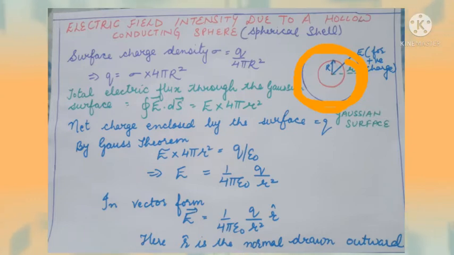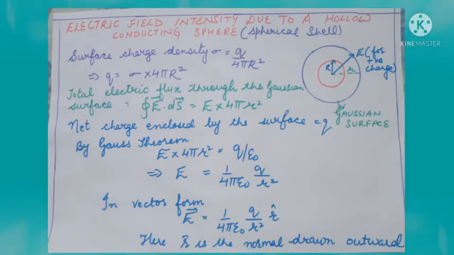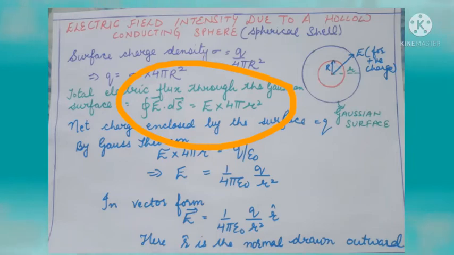Now children, let us consider a Gaussian surface around the spherical shell, and since the surface is a spherical surface, so the Gaussian surface will also be spherical in shape. The radius of this imaginary Gaussian surface is small r. Now children, the total electric flux through the Gaussian surface is given by phi equal to closed integral E dot ds, which is equal to E into 4 pi r square. Here r is taken as small because we are considering the Gaussian surface.